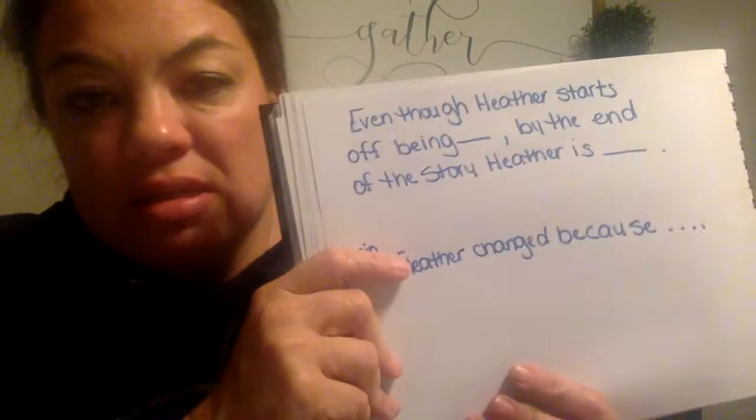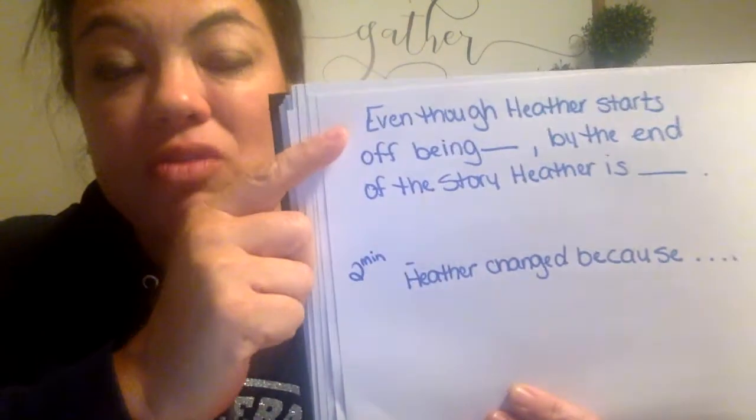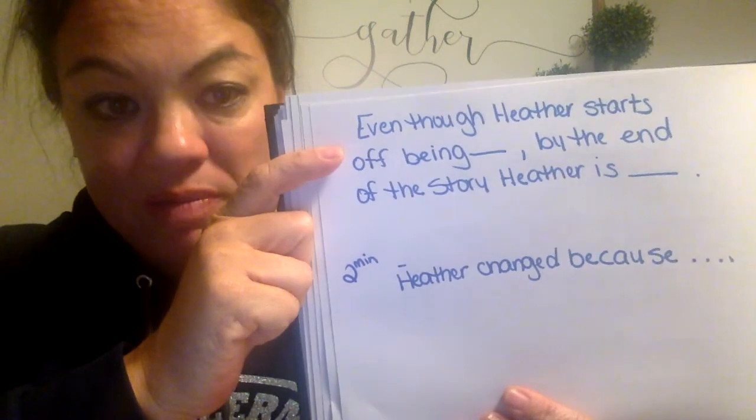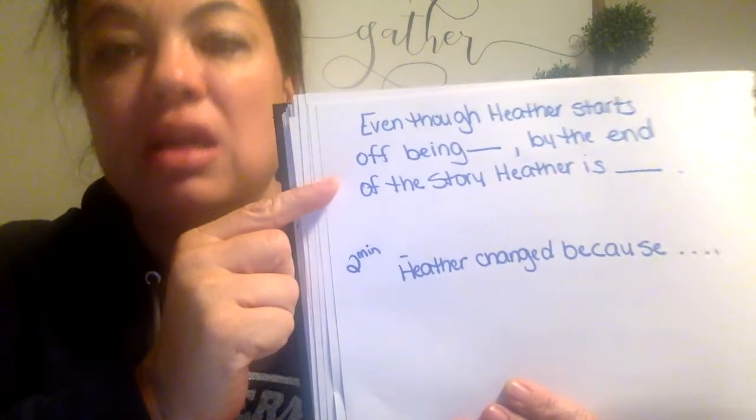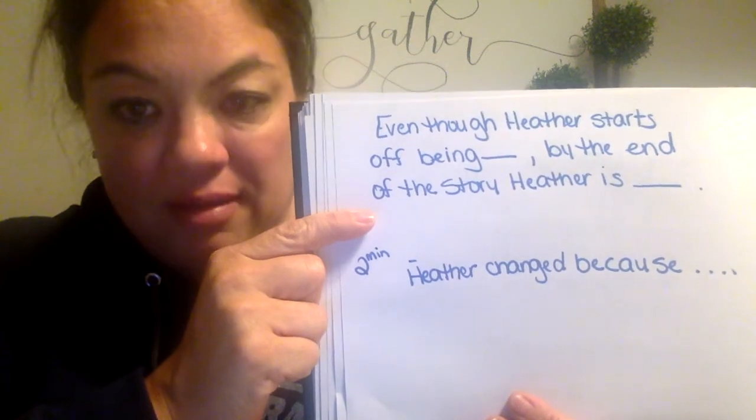Now, if you want to see a more sophisticated way to have a topic sentence on that first paragraph, you might do something like, even though Heather starts off being, and going back to that first adjective that you use, comma, by the end of the story, Heather is blank, okay?